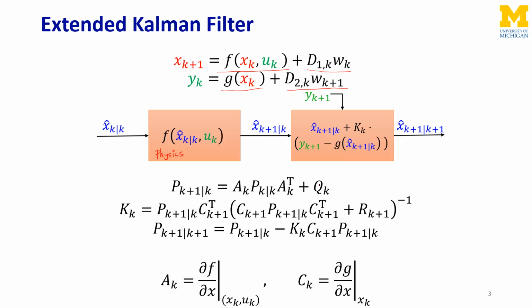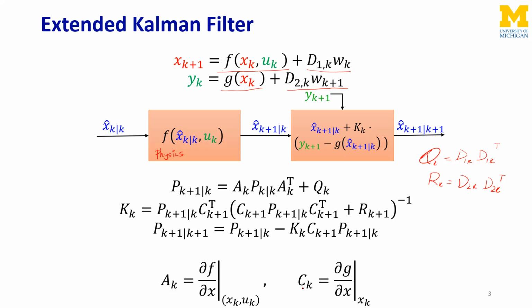Now, how do we compute those? Now, Q_k and R_k are easy. Q_k is simply given by D1_k, D1_k transpose, and R_k is given by D2_k, D2_k transpose. And the A_k and B_k matrices are going to be the linearized versions of the functions f and g. And the way you linearize them is you take the gradient of f with respect to x, x is the state, and you evaluate this whole thing at the current state estimate and the measured input.